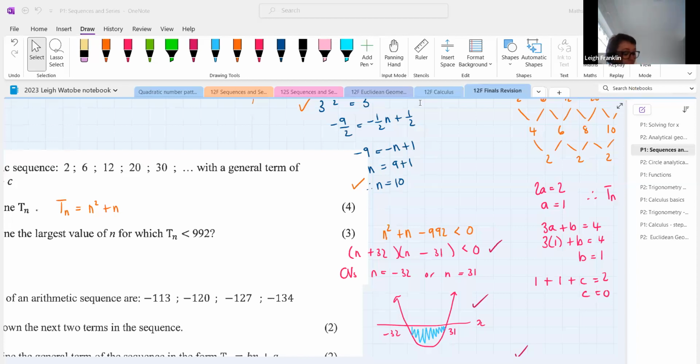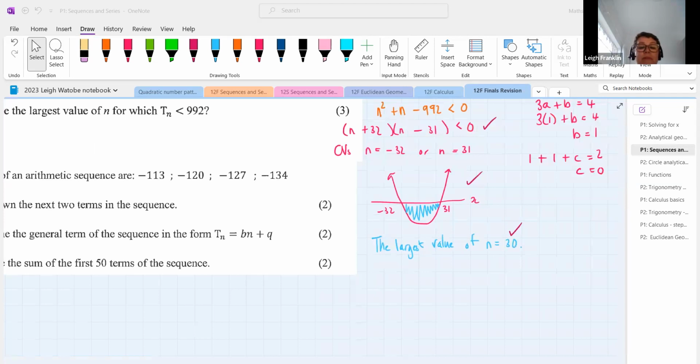So if you go 30 squared plus 30, you get 930. But if you went 31 squared plus 31, you'd get exactly 992. So that's why it has to be 30 and not 31. Yeah, that's exactly correct. Sorry, I thought we'd made a mistake for a second there, but we haven't.